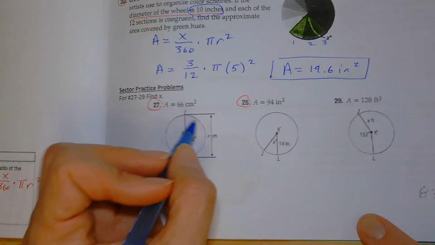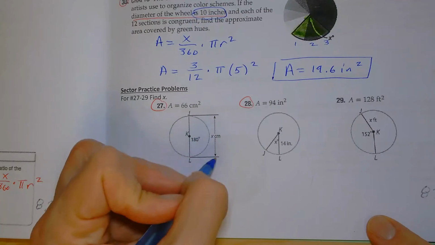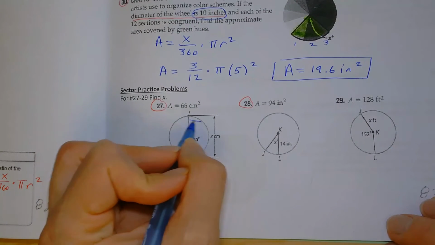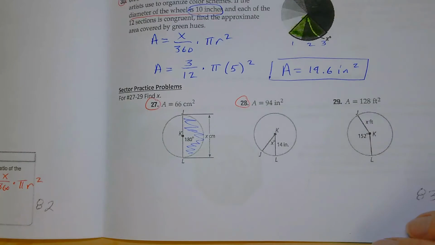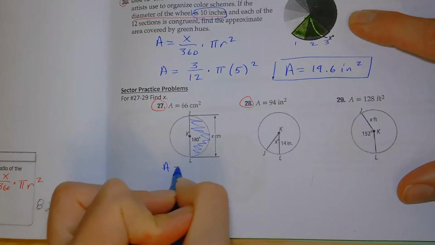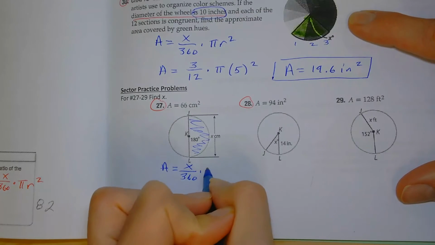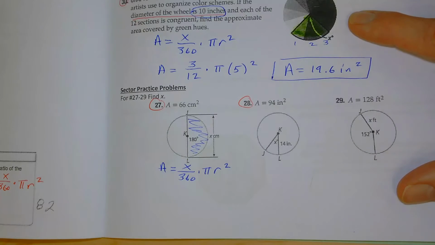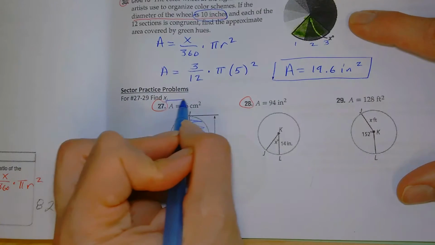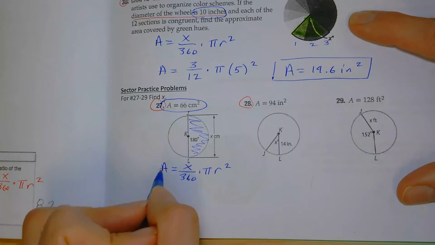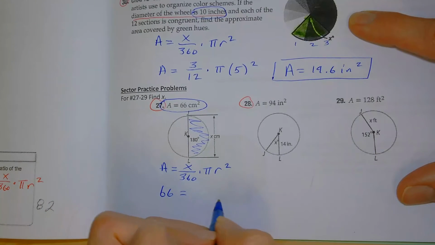All right, so what it's saying is it wants you to find x, which is the diameter. And this part is shaded. You just can't see it very well, but we're going to assume that that half is shaded. Okay, so I'm going to set up my formula. Area equals x over 360 times pi r squared. Now, check this out. They gave you the area, so you're going to put in 66 for the area.